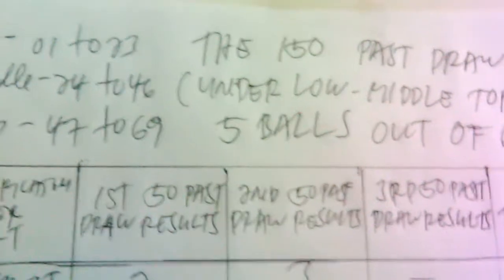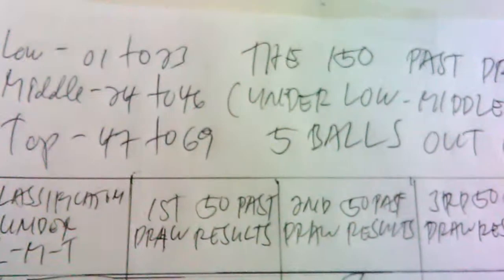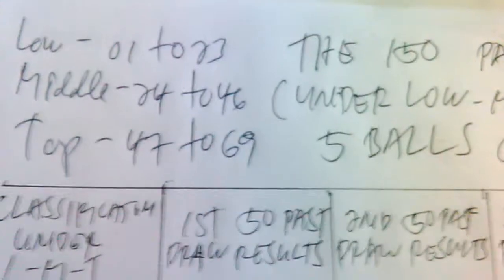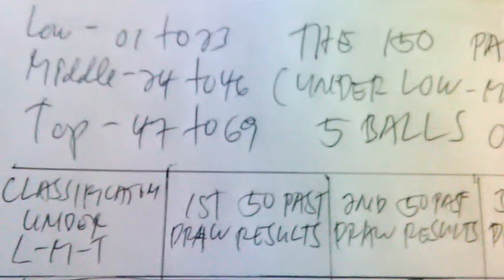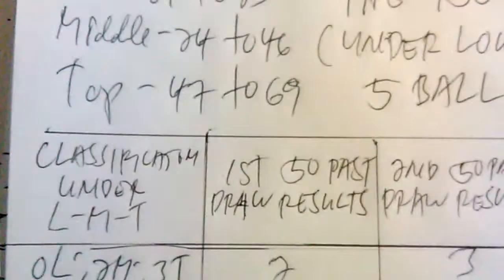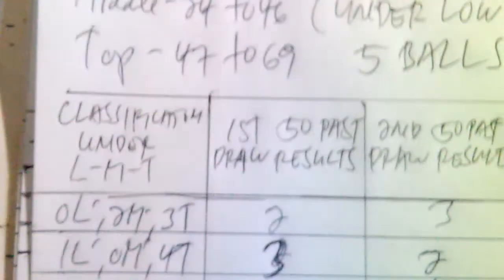So as you can see here, we have the 150 past draw results under the low middle top indicator. When we speak of the word low, we are referring to numbers from 01 to 23, middle numbers are 24 to 46, and the top numbers are the numbers from 47 to 69. Now I just posted here the information which is very relevant. For the first column, we have here the first 50 past draw results.